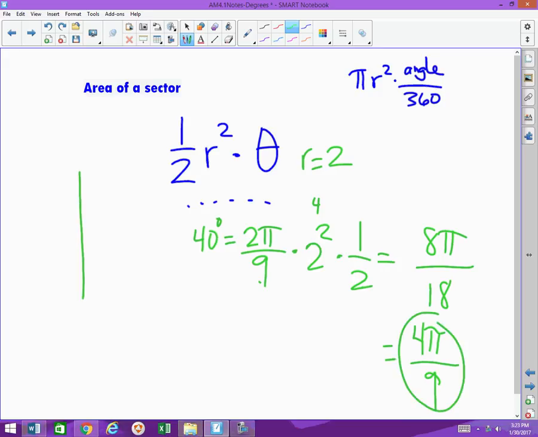And so that we're talking this circle. And if this is a 40-degree angle, or 2 pi over 9, the area is 4 pi over 9, which 4 times pi is roughly 12, and 12 divided by 9 is 1 point something. And so that's the area.